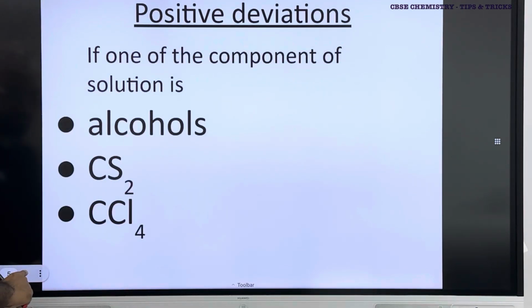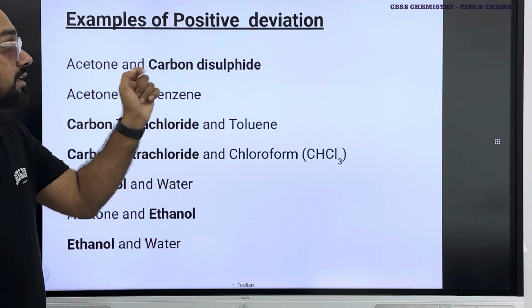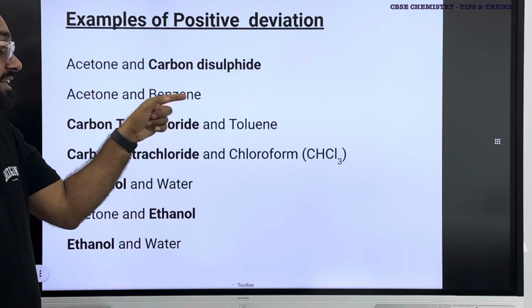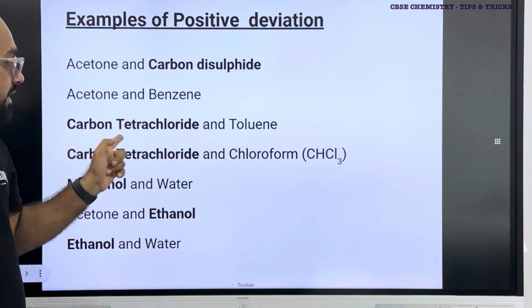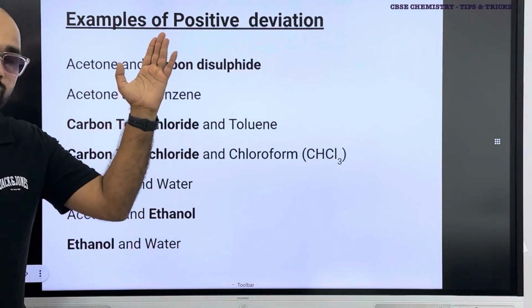Let's check some examples. Acetone and carbon disulfide. Carbon disulfide is there, so positive deviation. The second example is an exception, we can discuss it later. Carbon tetrachloride and toluene. You can see CCl4, again positive deviation.